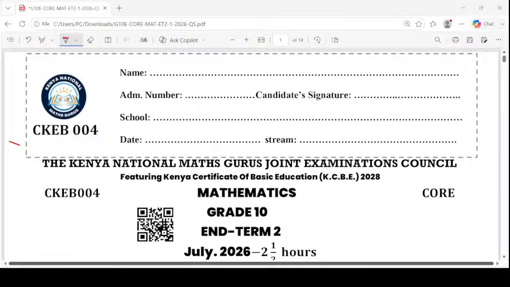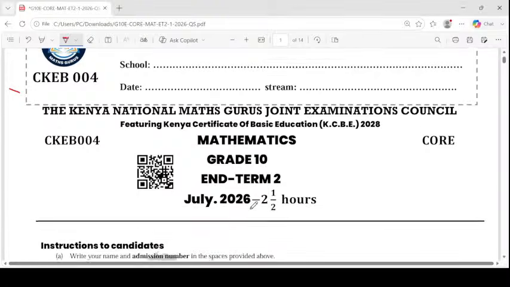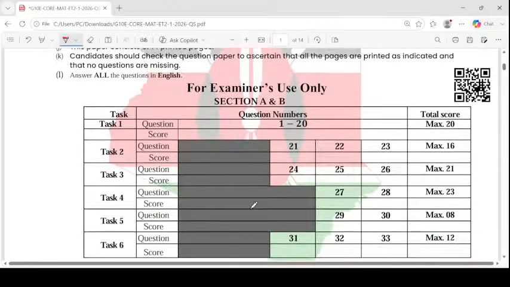We are going to discuss the entire paper. So, let us have a look at Section A of the question paper and exactly what is required of us in it. This is a very standard question paper for revision.